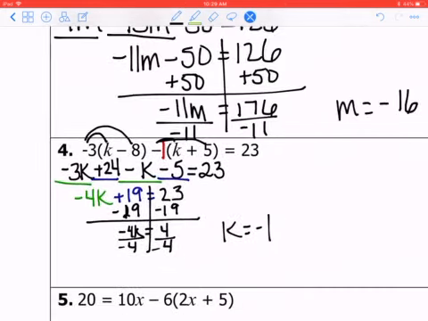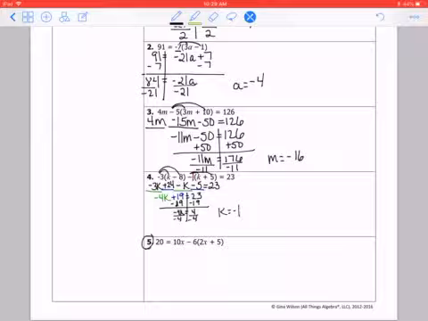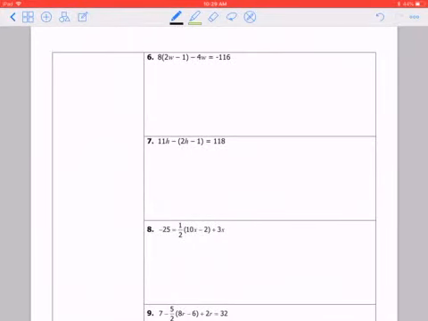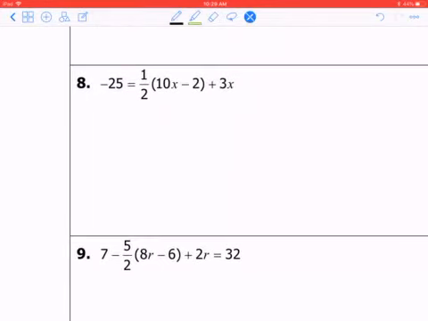Okay. I would like you guys to do 5, 6, and 7, and I will gladly do the fractions for 8 and 9.